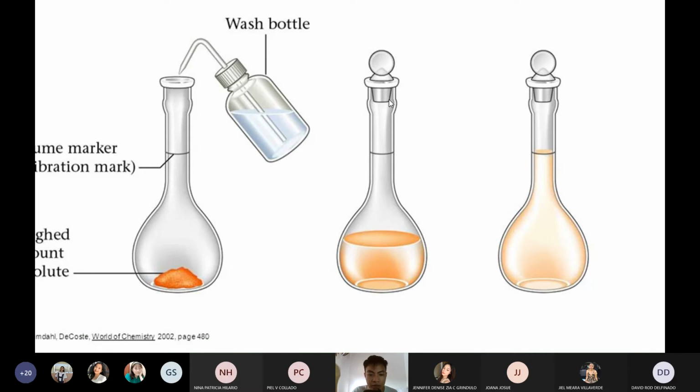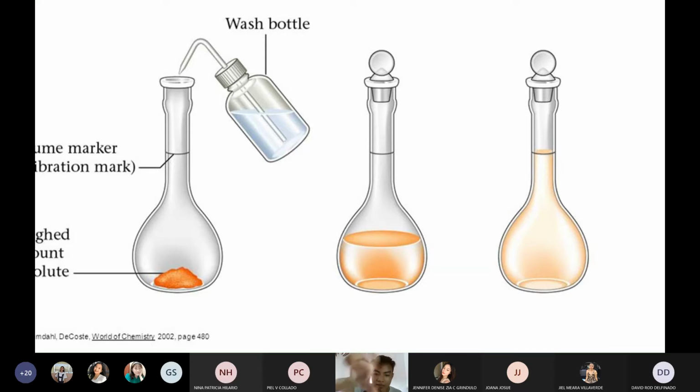Then, iswirl nyo siya. Iswirl it until all the crystals are dissolved, no? Kasi kapag pinuno nyo agad yan, mali yan. Mali kayo doon, no? So, kailangan iswirl nyo muna siya. Okay, fill it halfway. Swirl until it is all dissolved.